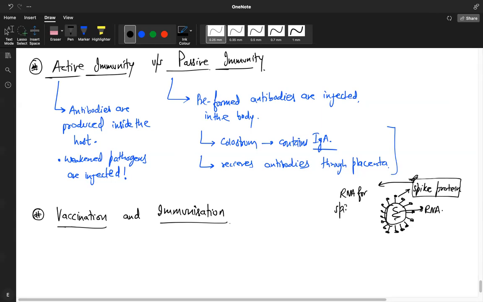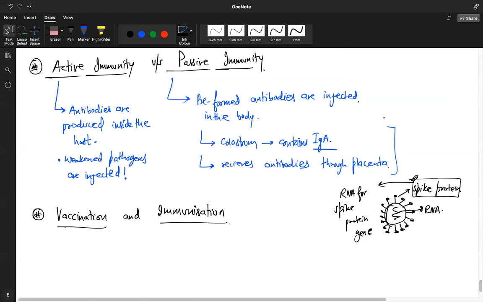RNA for spike protein gene. Do you understand, everyone? Now there is no virus involved. So what happens is this RNA goes inside my body, gets translated into protein, and that protein is the virus protein. So my body will all of a sudden panic: oh no, we have a virus protein in our cells. So probably it's the virus also.